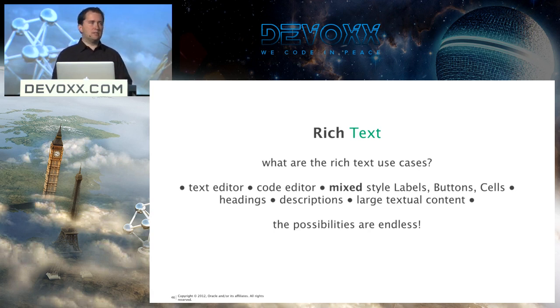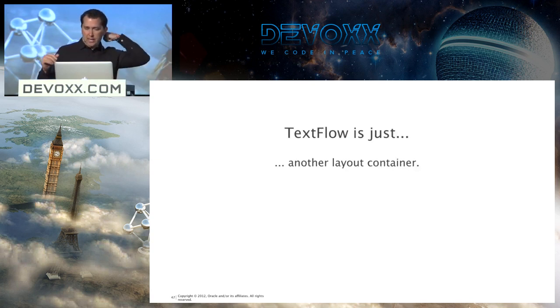So, rich text. There's a bunch of different use cases. You might be wanting to write a text editor. That would be my most common thing. I was trying to do a mini rich text editor for some enterprise use cases. Or maybe you're doing a code editor. Or maybe you're just doing labels, where you want to have some of it bold and some of it not bold. Extremely common, right? For buttons and cells and labels. You might be doing headings on a page, or descriptions on a page, more of an HTML-ish sort of layout. Large blocks of textual content. There's a lot of different places where you might want to use rich text.